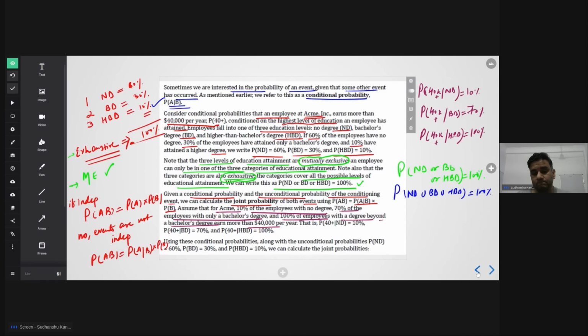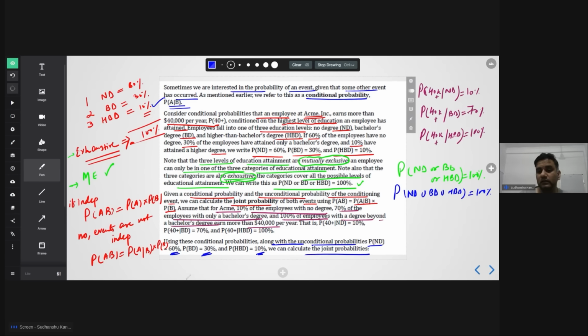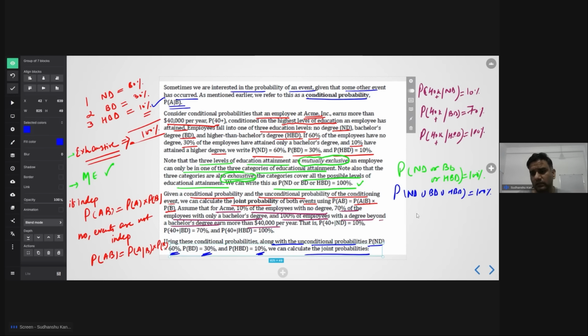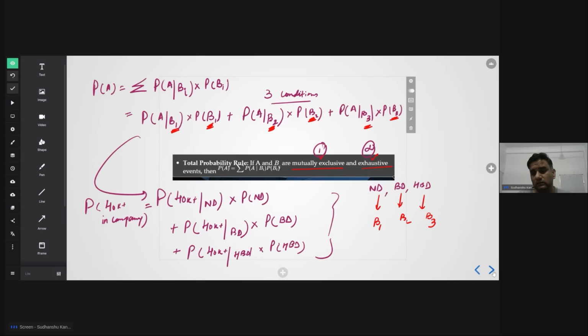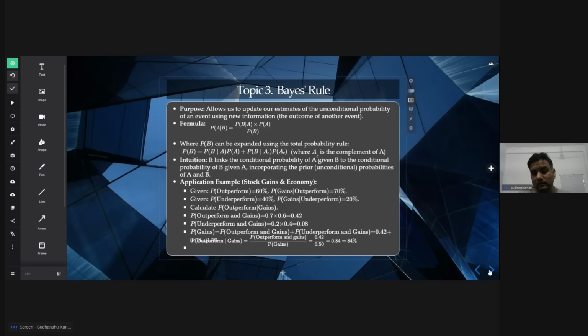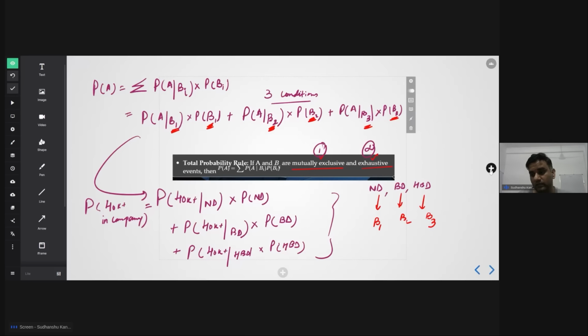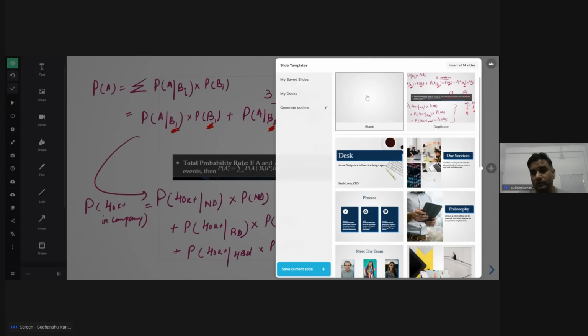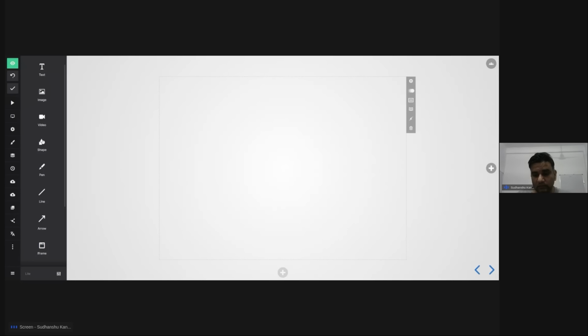Using these conditional probabilities along with the unconditional probabilities of your ND, bachelor and HBD, 60%, which I told you, 30%, and 10%, we can calculate the joint probability. This is what your book is talking about. Same thing. Once you have understood this, I'll take another screenshot and put it here so that you know how it is done in your book. Just give me a second.